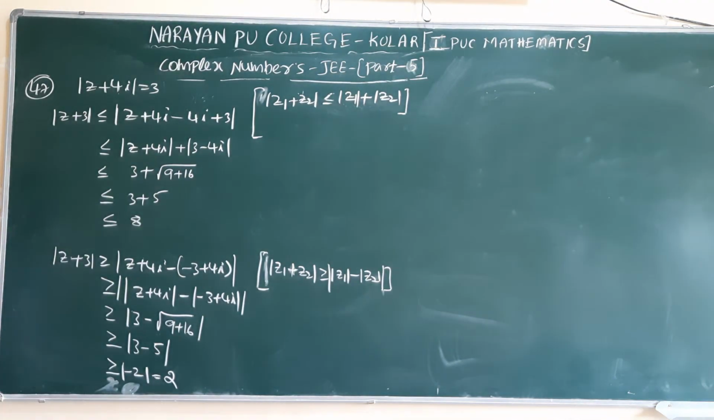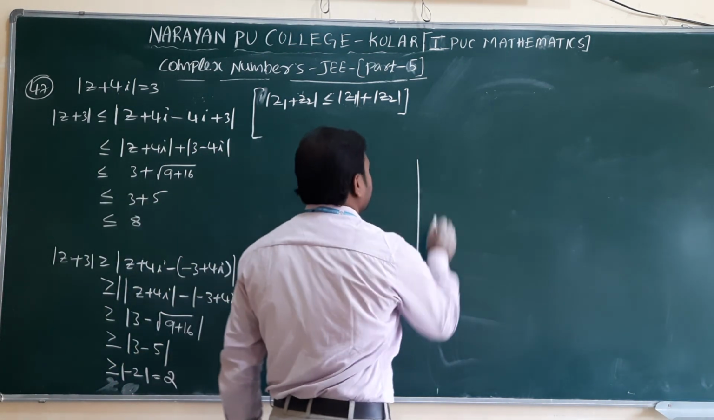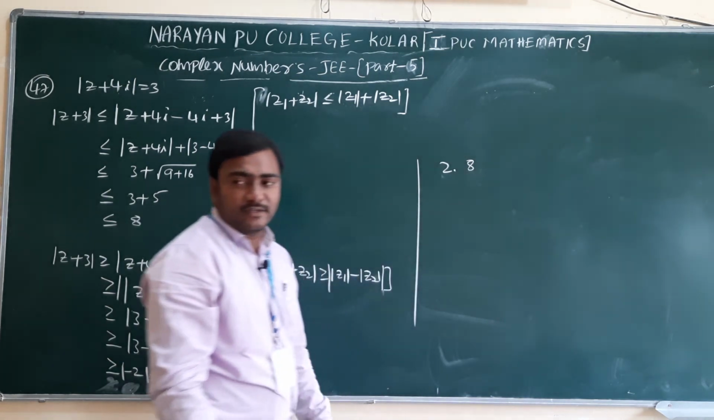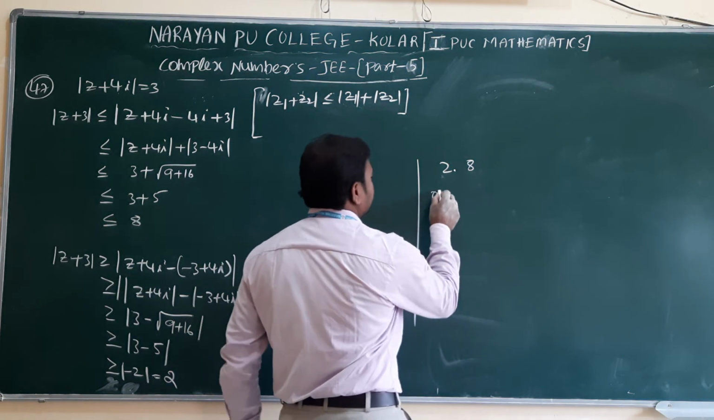Now here the value should be the least value 2 and greatest value 8. The value should be 2 comma 8. 2 is the least value and 8 is the greatest value. Option A is the correct option.